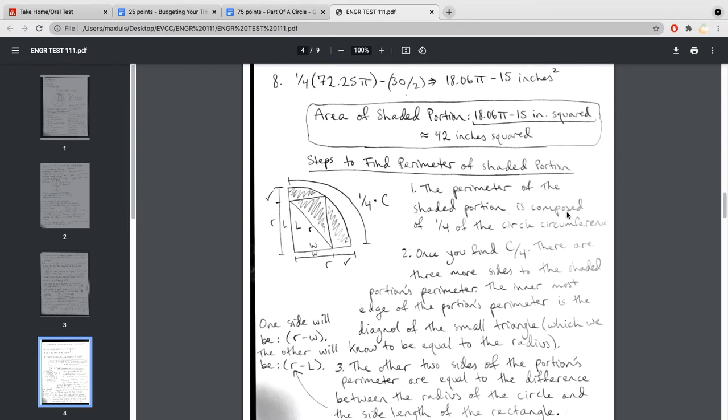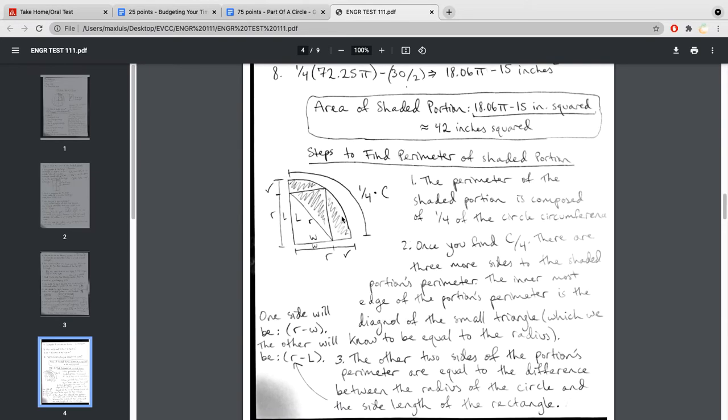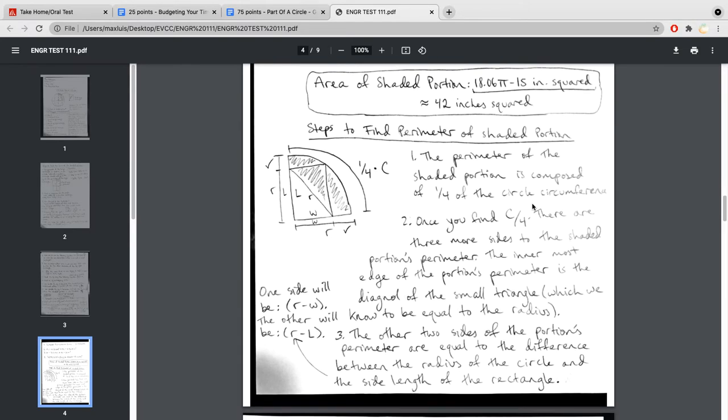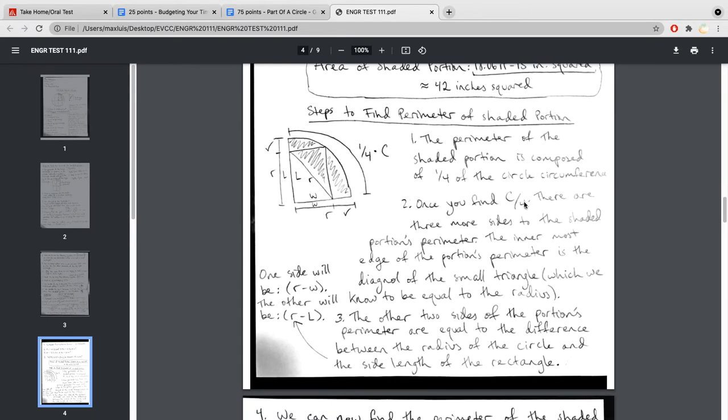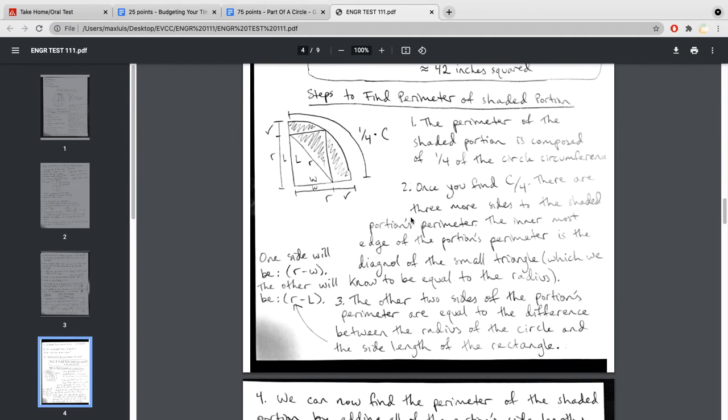The perimeter of the shaded portion is composed of 1/4 of the circle's circumference, which is right here. So there's an entire circle. The crosshair separates it into 4 chunks, and so this would be 1/4 of the circle's circumference, and that's one side of the perimeter we are trying to find. In total there's 4, 1, 2, 3, and I'm considering this a side, even though it has a curve to it.